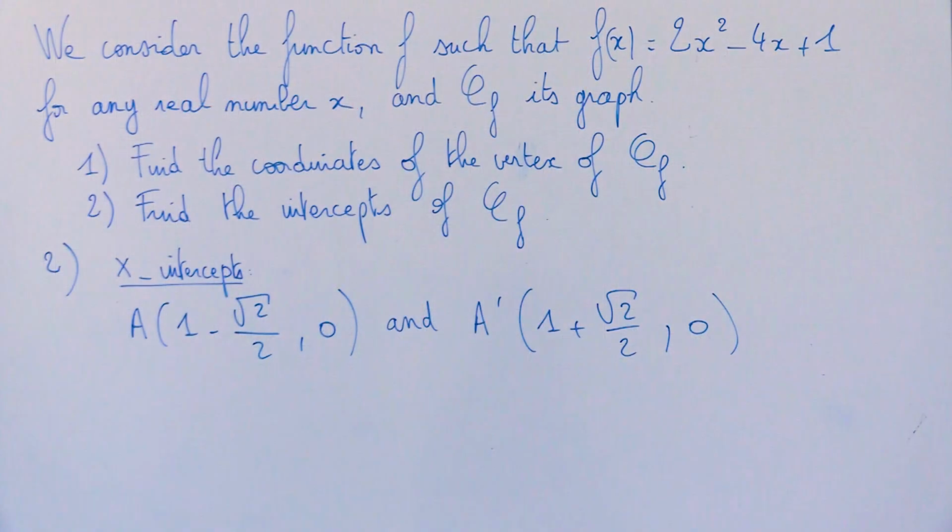So we obtain that our x-intercepts will be the point A with coordinates 1 minus square root of 2 over 2, 0, and A prime with coordinates 1 plus square root of 2 over 2, 0.